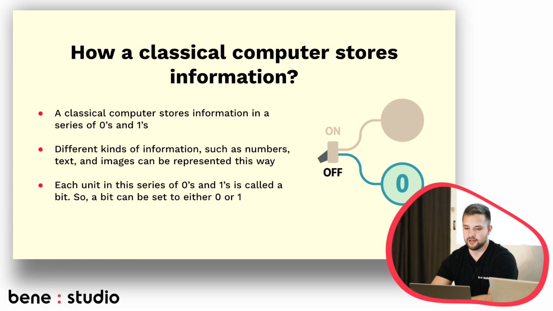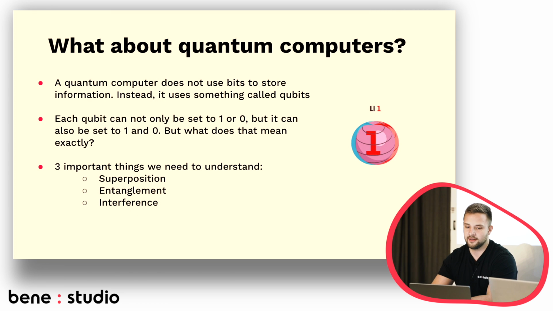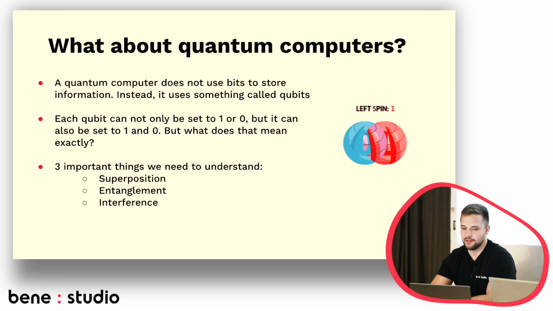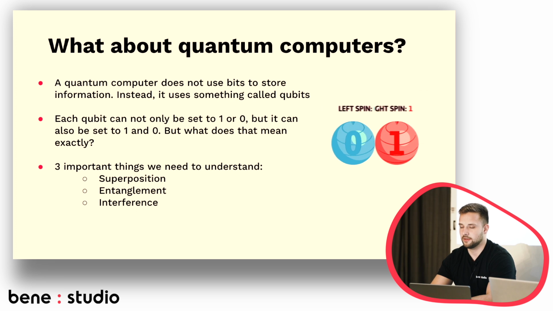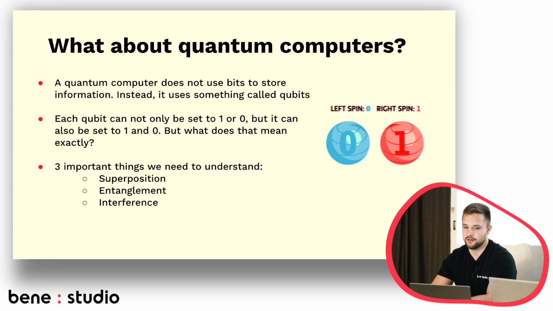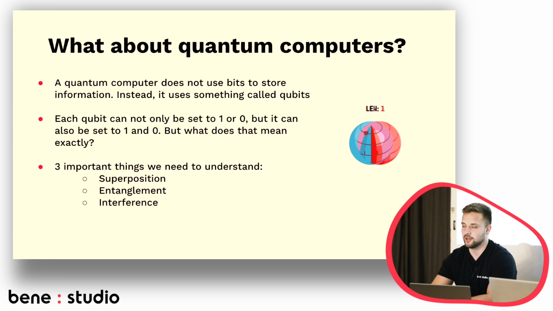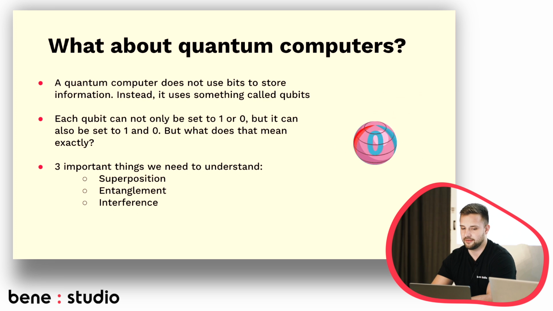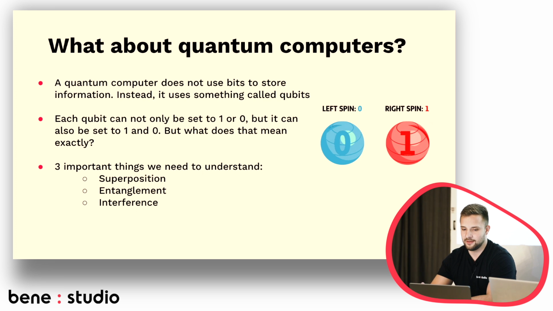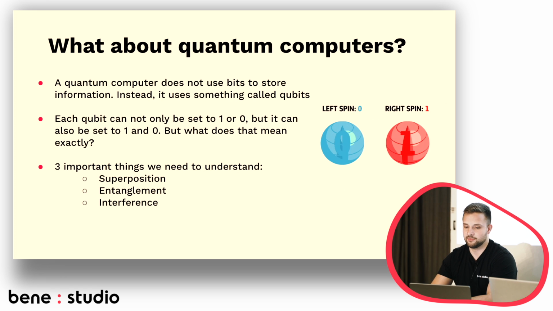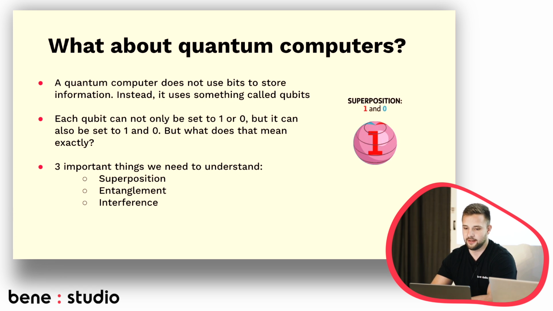And what about quantum computers? They are not using bits. They are using something called quantum bits, which work in a different way. These qubits cannot only be set to 0 or 1, but can also be set to 0 and 1. So they can be in a superposition of 1 and 0.